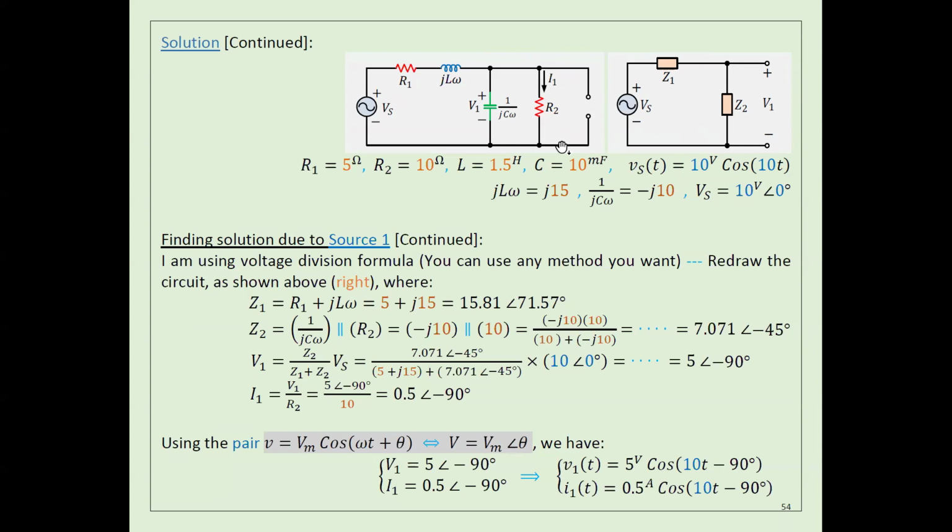Once I find the voltage here, it's easy to get the current, because I divide this voltage by R2 to get the current here. Z2 is the equivalent of these two elements, and Z1 is the equivalent of these. Z1 is the resistance plus j omega L. Z2 is the capacitor in parallel with R2. So you multiply them, then divide by their sum, do the calculation, and you get Z2.